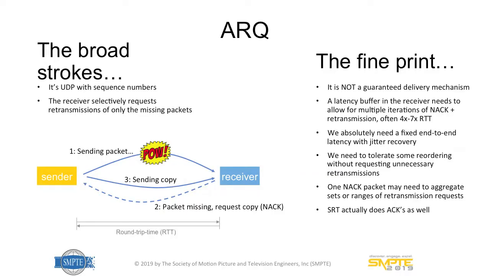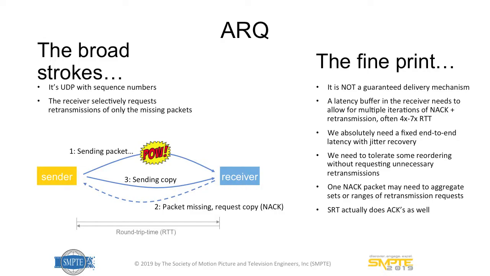So before we dive into the performance measurements, first let's have a look at this thing that is commonly only known as ARQ in the business. As a concept, what is it? Well, in broad strokes, it is a transmission mechanism that uses UDP with sequence numbers, and a receiver that selectively requests retransmissions of only missing packets. So what would that look like in reality? Well, if you have a sender and a receiver, then the sender will be sending a continuous stream. It will never stop and wait.